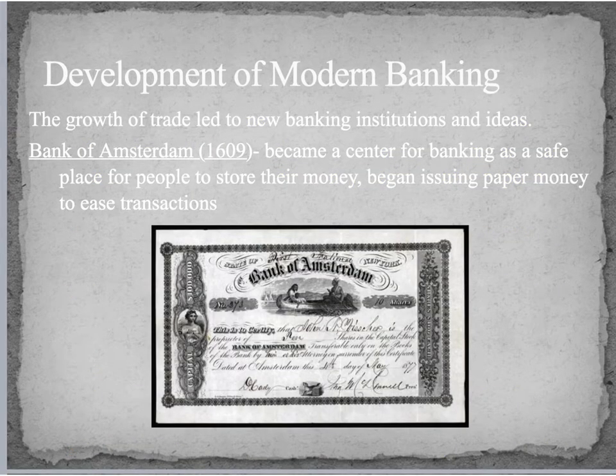So as banking grew, there were new institutions or like new organizations and ideas. So just a few examples. The Bank of Amsterdam was one of the first to issue paper money, and we know that banking became important as a way for people to have a safe place to store their money. They're one of the first to issue paper money in Europe.